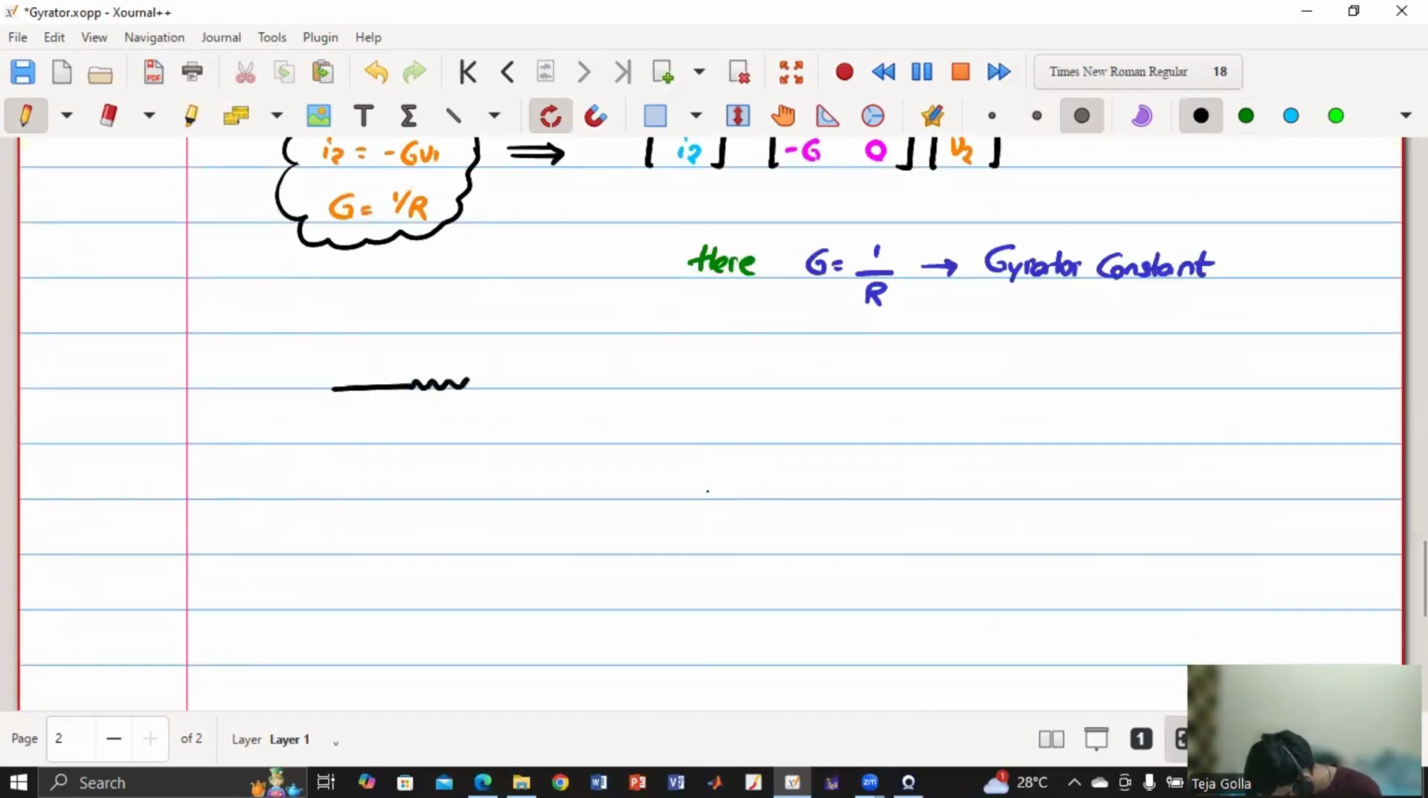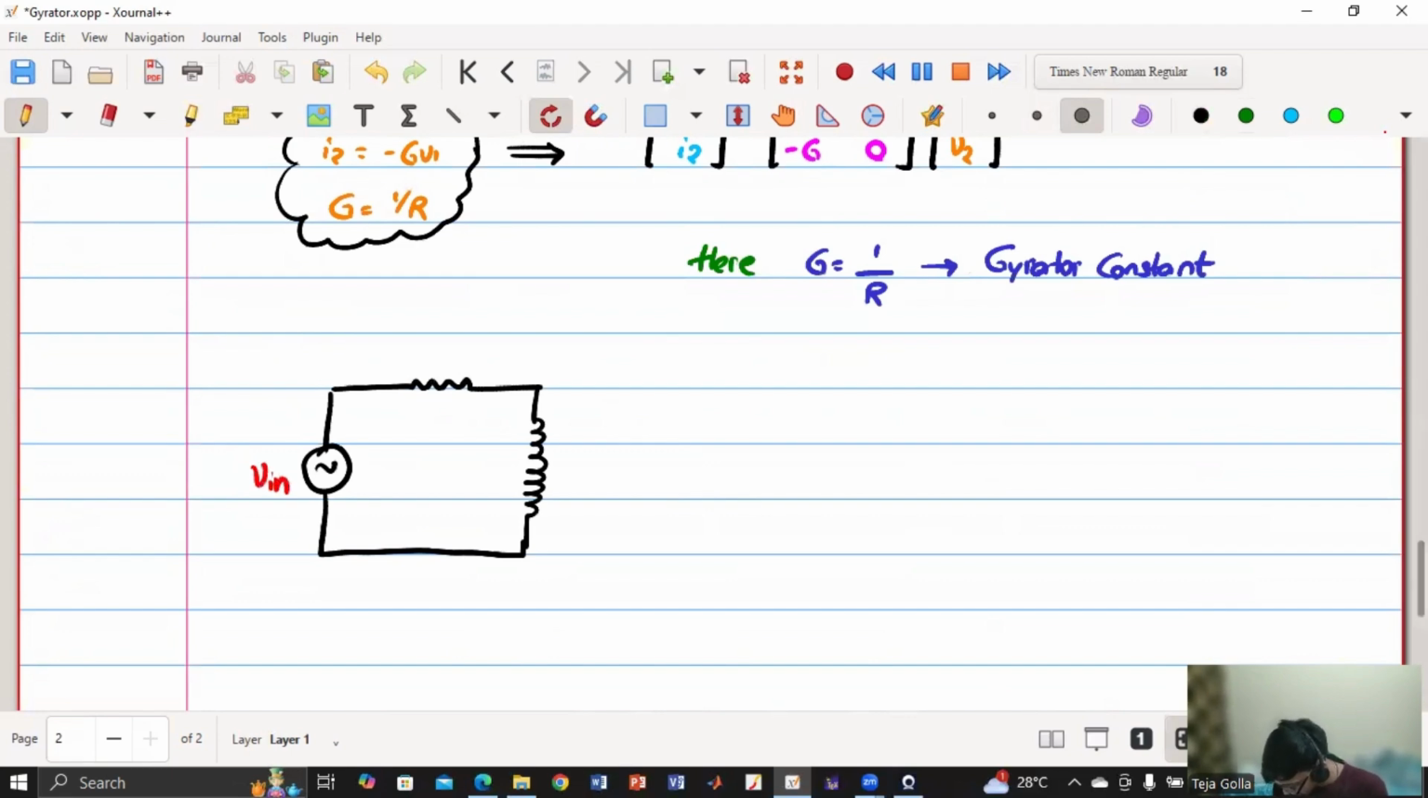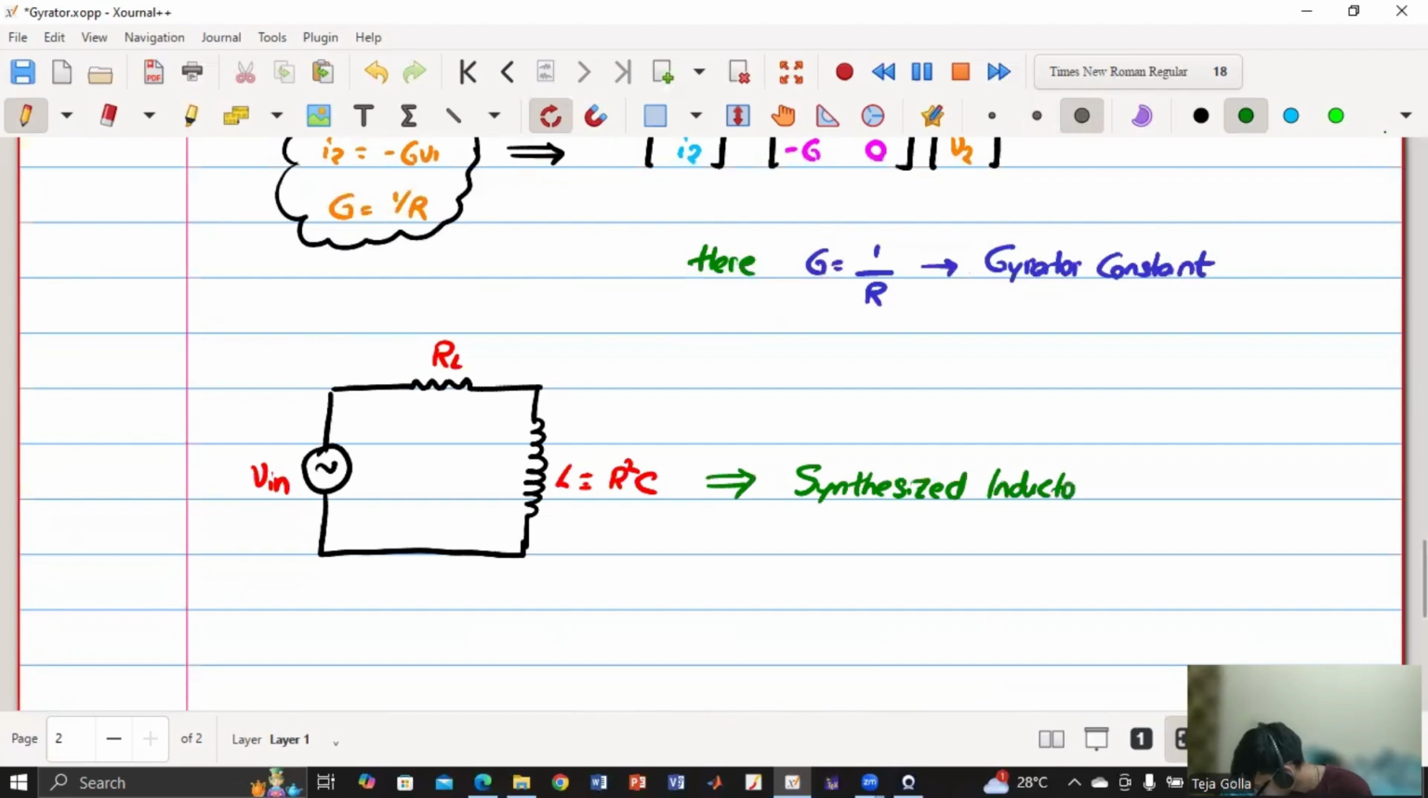We have RL, we have one source, VAC plus VDC, and I'm calling this V input, and this is resistor RL. This is L, which is R square into C. Now I can choose R and C in such a way that I'll get my required inductance. This is the synthesized inductor using gyrator.